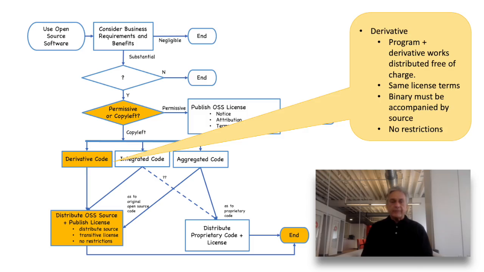First, derivative code. Derivative code is OSS code together with any modifications you may have made to it. Distribution of derivative code must be free of charge and accompanied by the source code. The author's license terms cannot be changed and will be passed on to your downstream recipient. You cannot impose any restrictions on the exercise of the license that you convey to the downstream recipient.